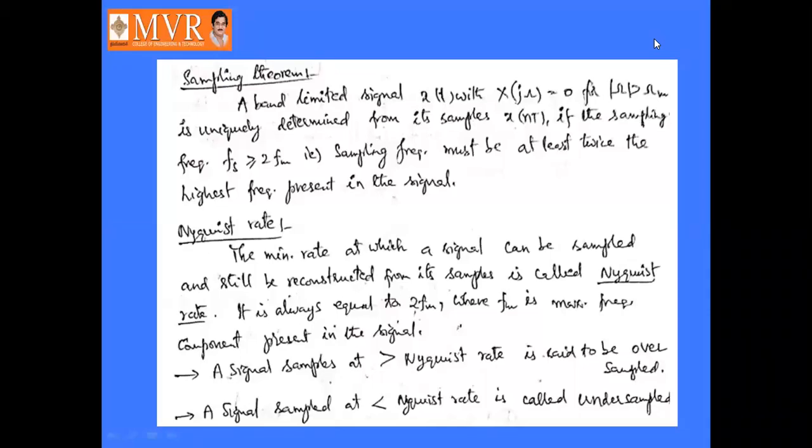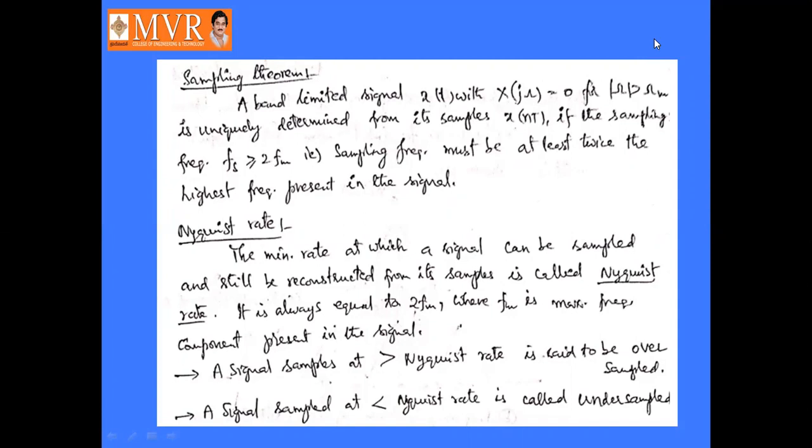Now we are going to discuss the Nyquist rate. What is meant by Nyquist rate? It is the minimum rate at which a signal can be sampled and still be reconstructed from its samples. It is always equal to double the highest frequency, that is 2fm, where fm is the maximum frequency component present in the signal.